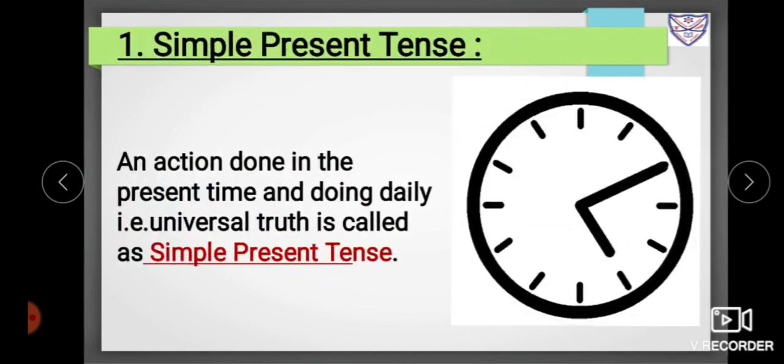Now let us start with the first form of the simple tenses, that is simple present tense. Now what is simple present tense? An action done in the present time and doing daily, that is universal truth, is called simple present tense. So it means that an action or event which is done in the present time and doing daily, as well as it is also a universal truth, it is said to be in the simple present tense.